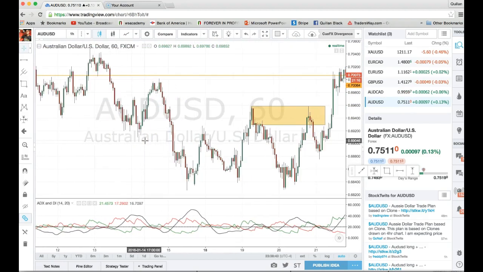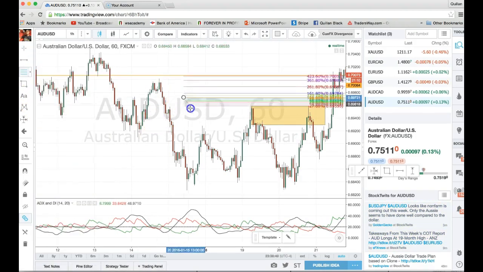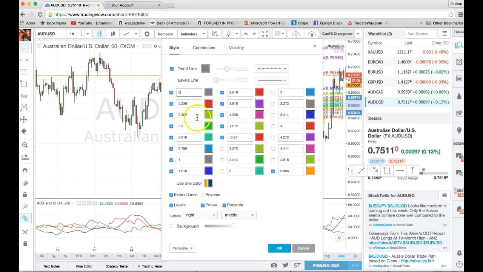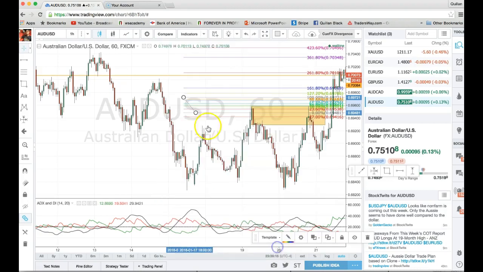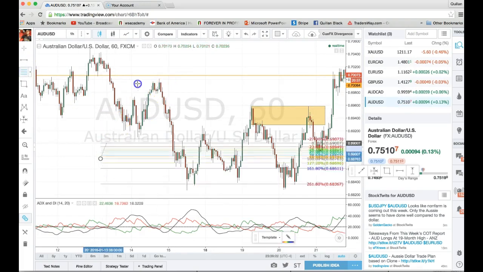Okay, now with fibs, make sure that your fibs are all marked up correctly. Make sure that you guys have these points on here. 0.886, negative 0.272, check off 1.272. Make sure the background is clicked off. Make sure extended lines is checked off. Make sure percents is checked off. Okay? That's it.